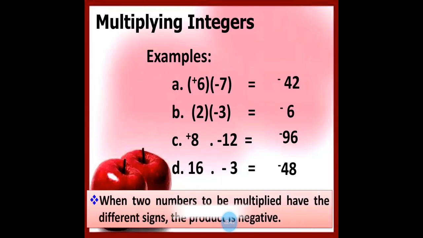So the next rule is when two numbers to be multiplied have different signs, the product is negative. Again, when two numbers to be multiplied have different signs, the product is negative. When you love to hate, you hate. When you hate to love, you hate. Okay?